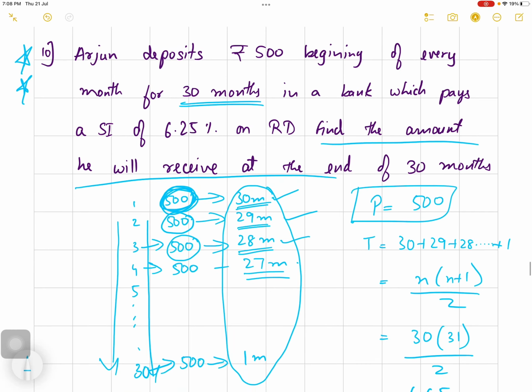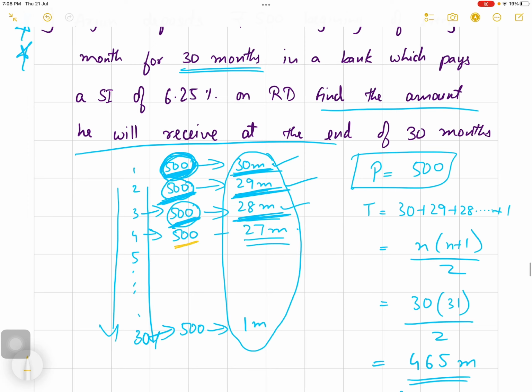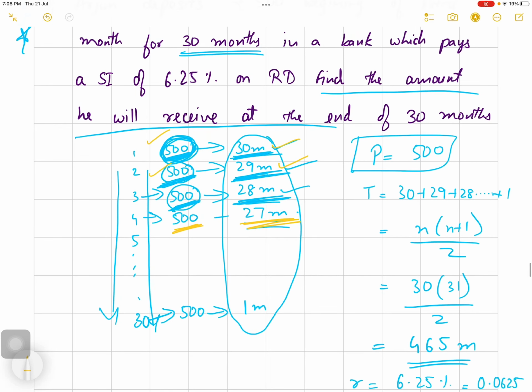Okay, if you want I'll explain this again. Arjun deposits 500 at the beginning of every month. That means the first 500 is invested for 30 months, the second 500 is invested for 29 months, the third 500 is invested for 28 months, and so on. The fourth 500 is invested for 27 months. So on the first 500 he will receive interest for 30 months, on the second 500 he will receive interest for 29 months.